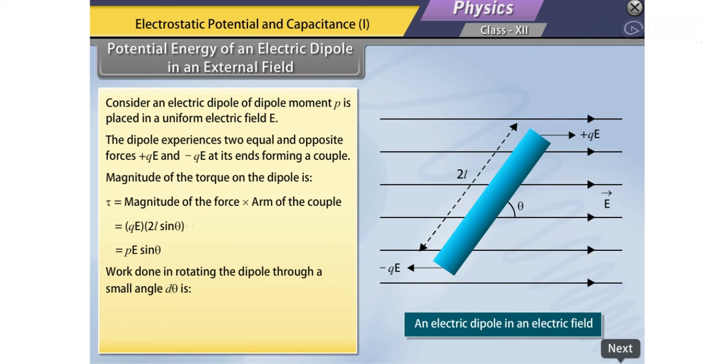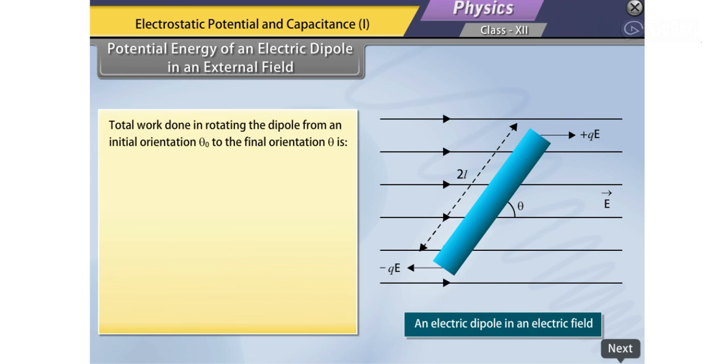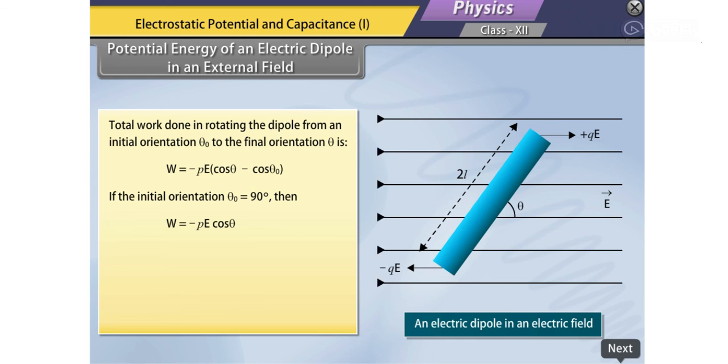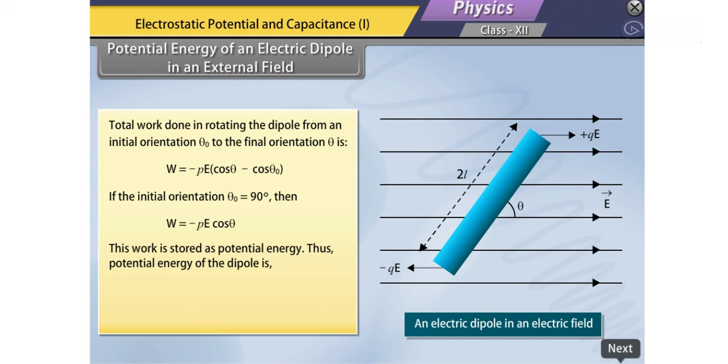Work done in rotating the dipole through a small angle d theta is equal to tau d theta, which is equal to PE sin theta d theta. Total work done in rotating the dipole from an initial orientation theta naught to the final orientation theta is W equals minus PE (cos theta minus cos theta naught). If the initial orientation theta naught is equal to 90 degrees, then W is equal to minus PE cos theta. This work is stored as potential energy. Thus, the potential energy of the dipole is U equals minus PE cos theta, which can be written as minus P dot E.